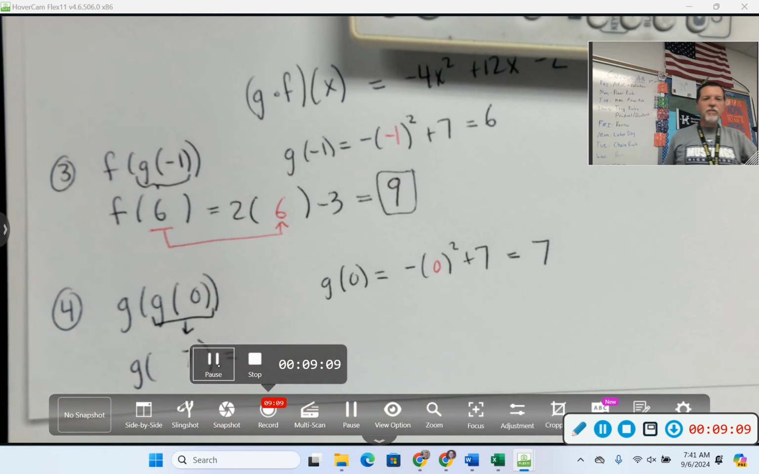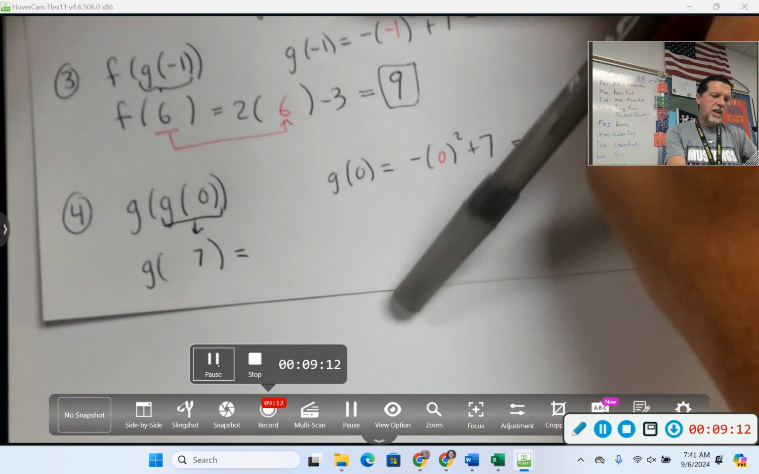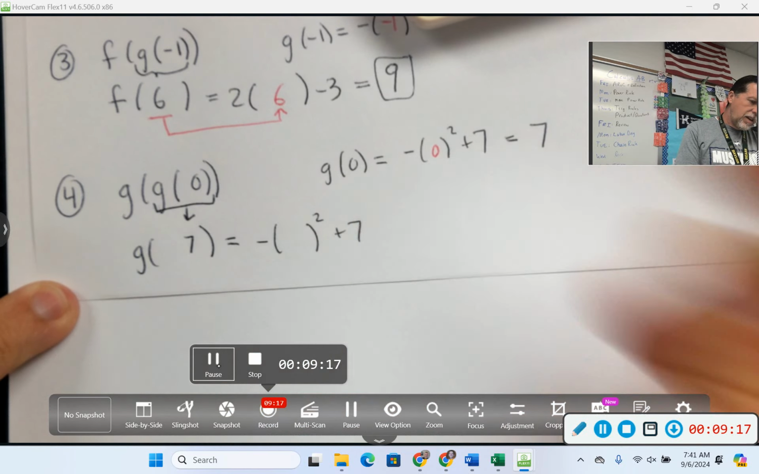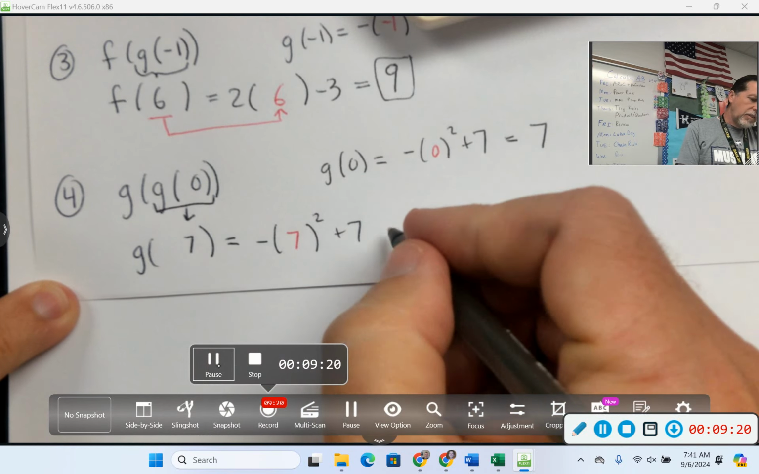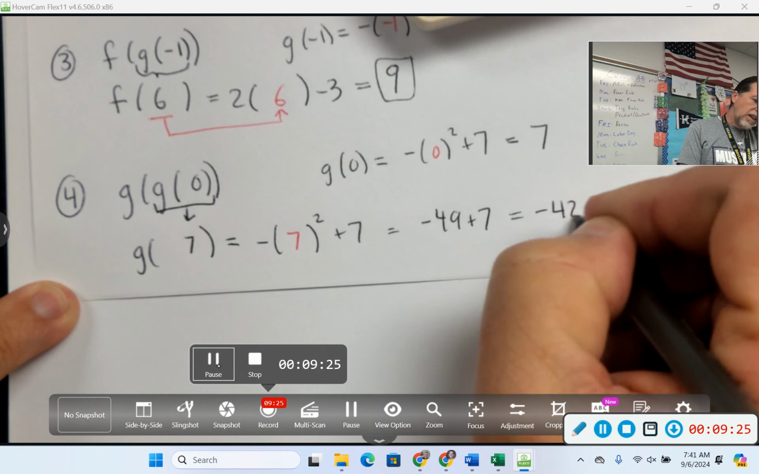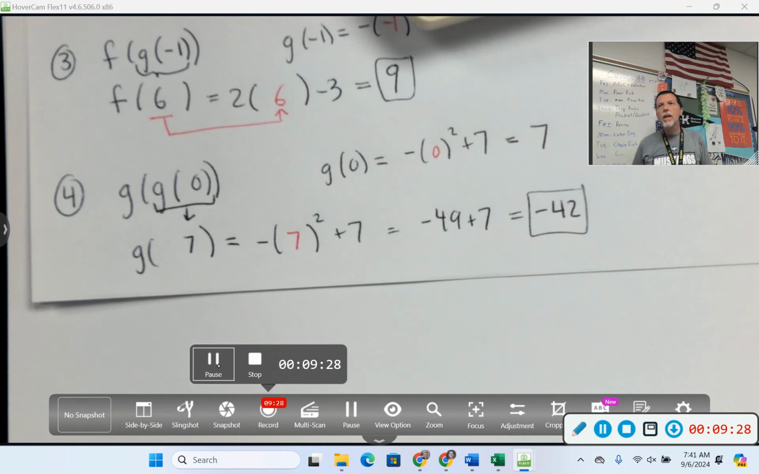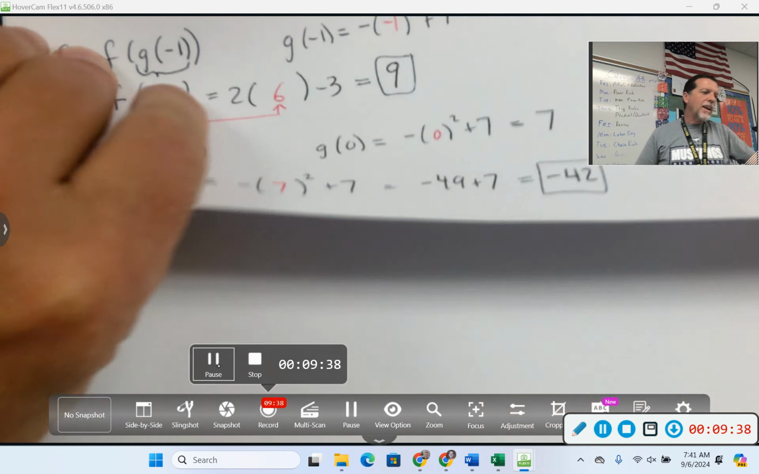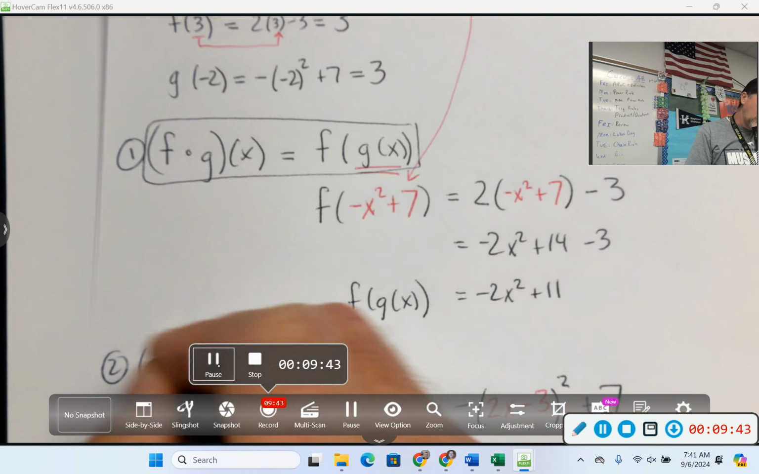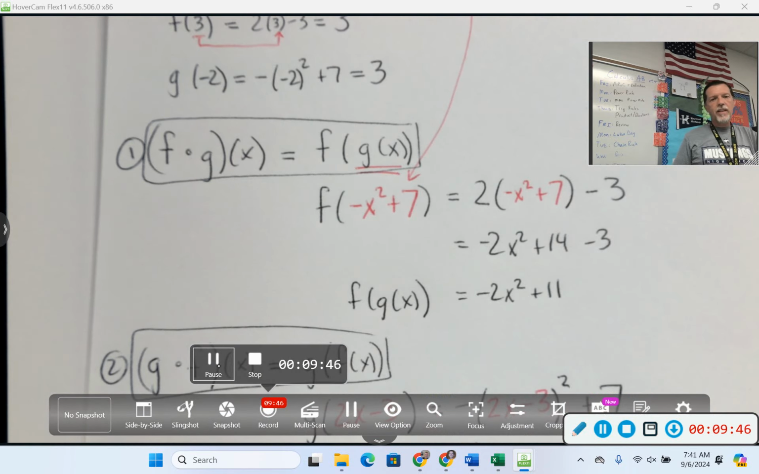Now I need to use the g function again and put 7 in. Negative 7 squared plus 7, that's negative 49 plus 7 is negative 42. So you've kind of done all this before, you're just doing it multiple steps at a time. So just be careful. And I guess the new stuff is this writing it like f of g of x and g of f of x. That's the new stuff.